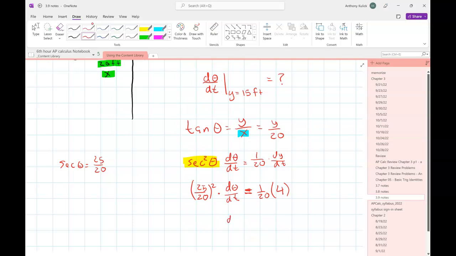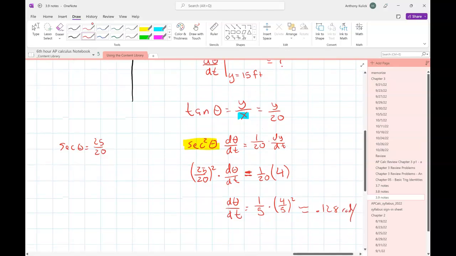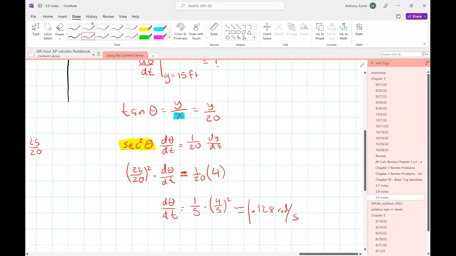So I will multiply both sides by the reciprocal. That's really, I'm going to reduce that fraction as I go. Okay. 4 times 1 over 20 is 1/5. And then 25 over 20 is really just 5/4. So when I multiplied the reciprocal over, I get this, which is 0.128. And the rate here is going to be radians per second.